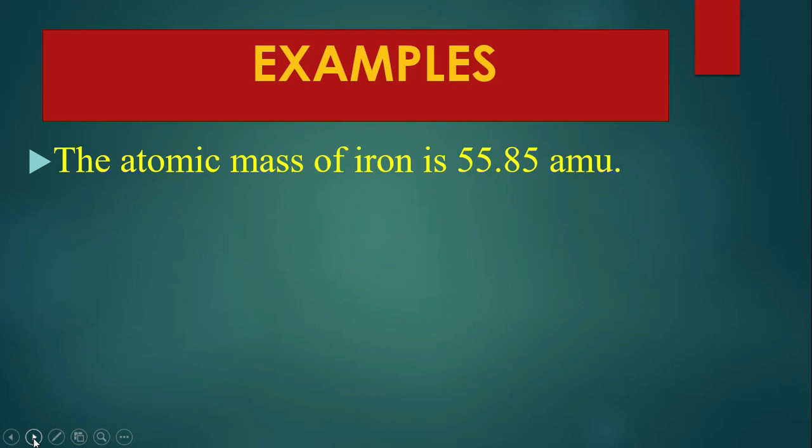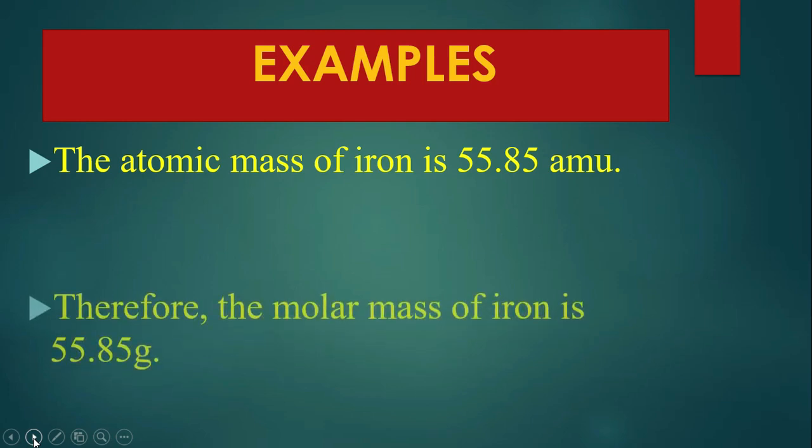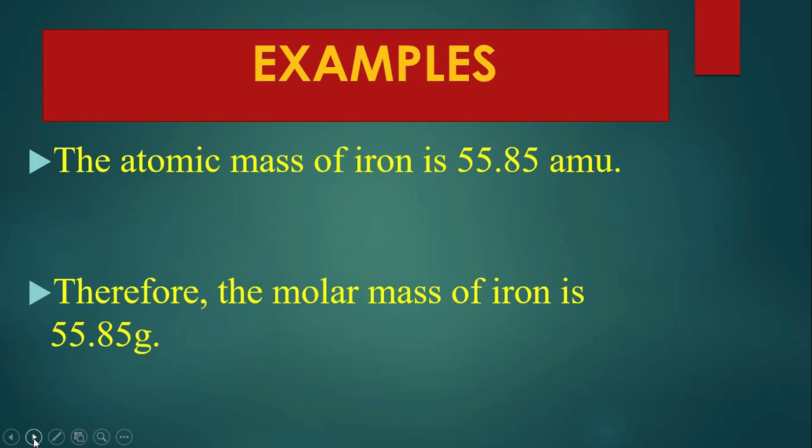Okay, so it becomes the molar mass. What would be the molar mass of iron, if the atomic mass of iron is 55.85 amu? Yes, students. Therefore, the molar mass of iron is 55.85 gram. Understood, students? So what have you seen? You have seen that the value is the same, but the unit is different.